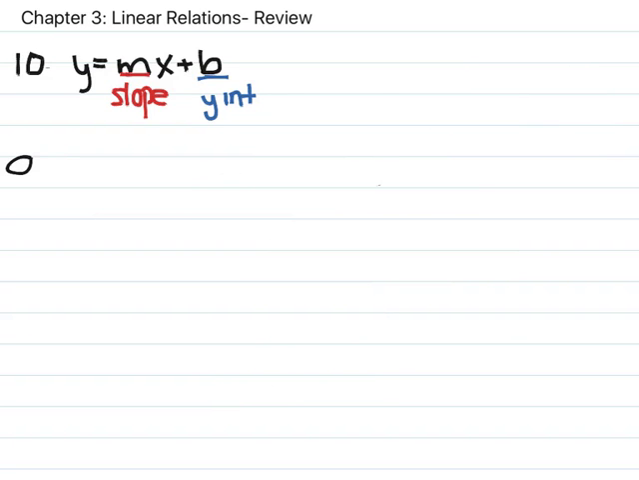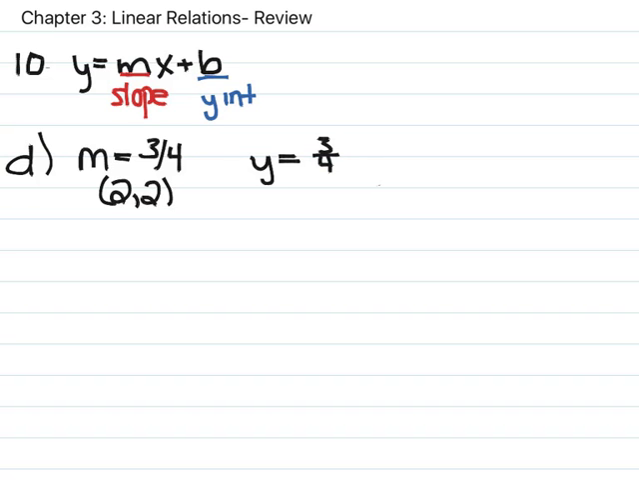Again, so question D, you're given a slope of 3/4, and it's going to be passing through 2, 2. So again, start your equation. So you know your slope is 3/4 x plus b, so you're going to plug them in. So 2 is equal to 3/4 times 2 plus b.